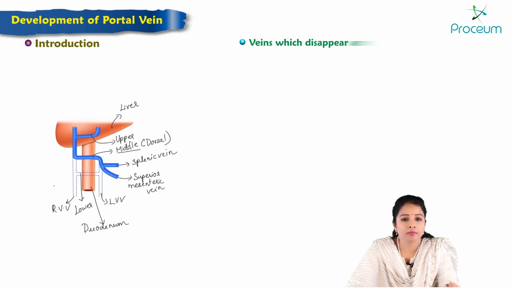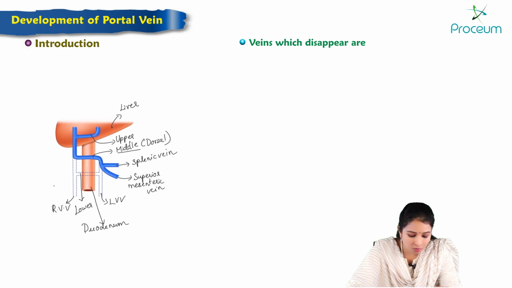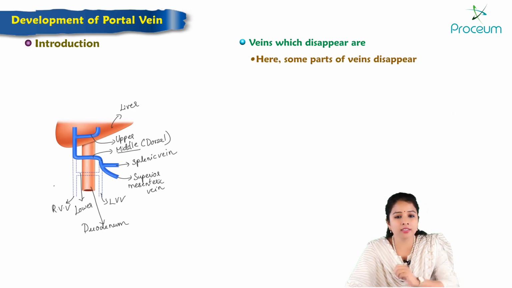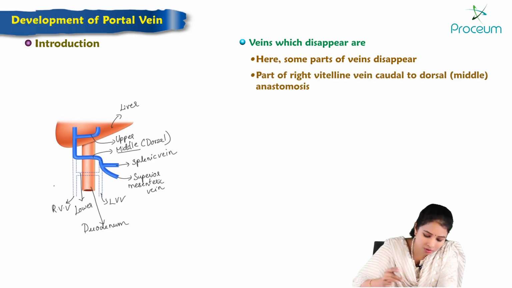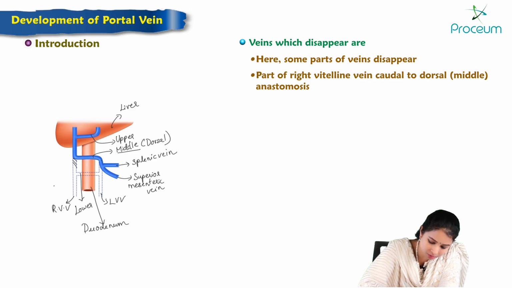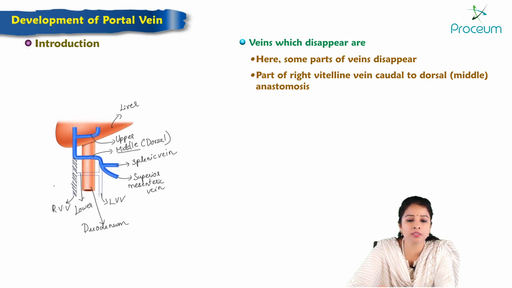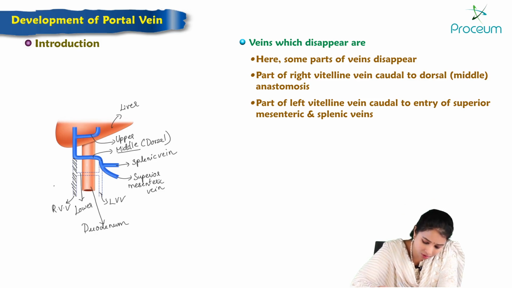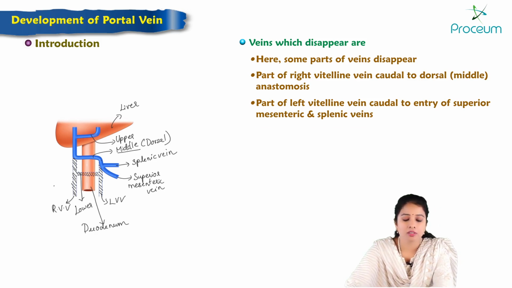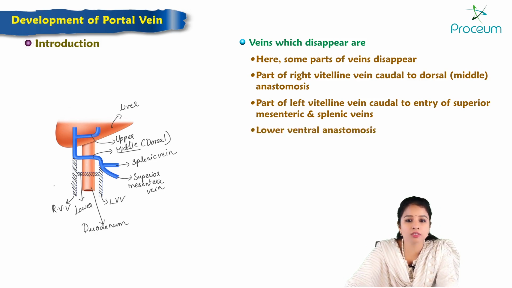So let's see the veins which are disappearing here. Whatever is shown in the dotted lines here are the veins which disappear. The part of the right vitelline vein caudal to the middle dorsal anastomosis gets disappeared, and the part of the left vitelline vein caudal to the entry of the superior mesenteric and splenic veins also disappears. The lower ventral anastomosis also disappears.